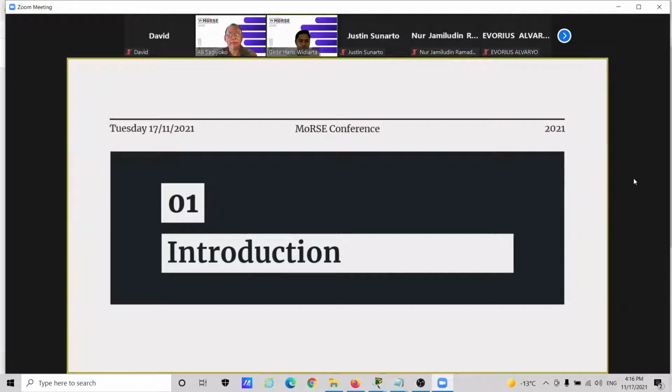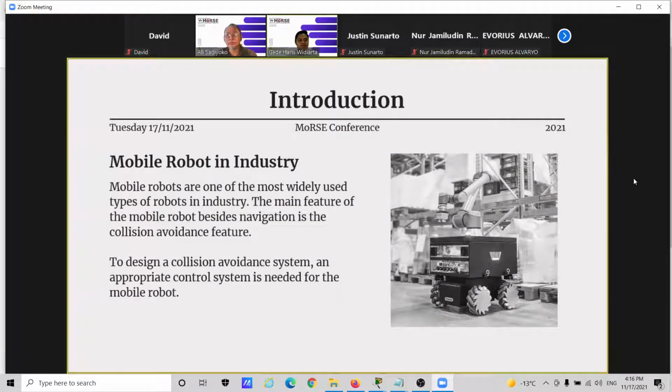We go to the first one, introduction. Mobile robots are one of the most widely used types of robot in industry. The main feature of the mobile robot, besides navigation, is the collision avoidance feature. To design a collision avoidance system, an appropriate control system is needed for the mobile robot. Based on these problems, a simulation of a mobile robot model with a control method is essential to see the response of the mobile robot system.